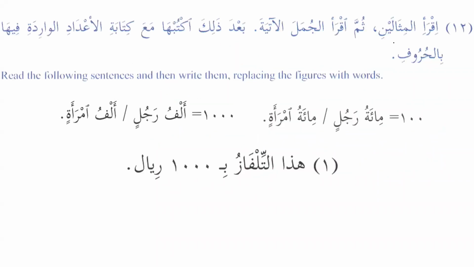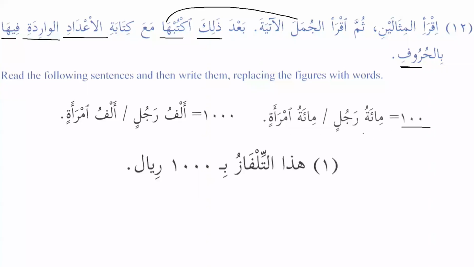Question number 12. اقرأ المثالين. Read two examples. ثم اقرأ الجمل الآتية. Then read the following sentences. بعد ذلك اكتبها مع كتابة الأعداد الواردة فيها بالحروف. بعد ذلك, after that, اكتبها, write it, and ها refers to the جمل, sentences. مع كتابة الأعداد, by writing the numbers, الواردة, the following, so أعداد will be موصوف, الواردة will be صفة, فيها, in it, بالحروف, with the letters. So now we have to write the numbers into letters, the Arabic letters, I mean. So, مِئَةُ رَجُلٍ وَمِئَةُ امْرَأَةٍ.